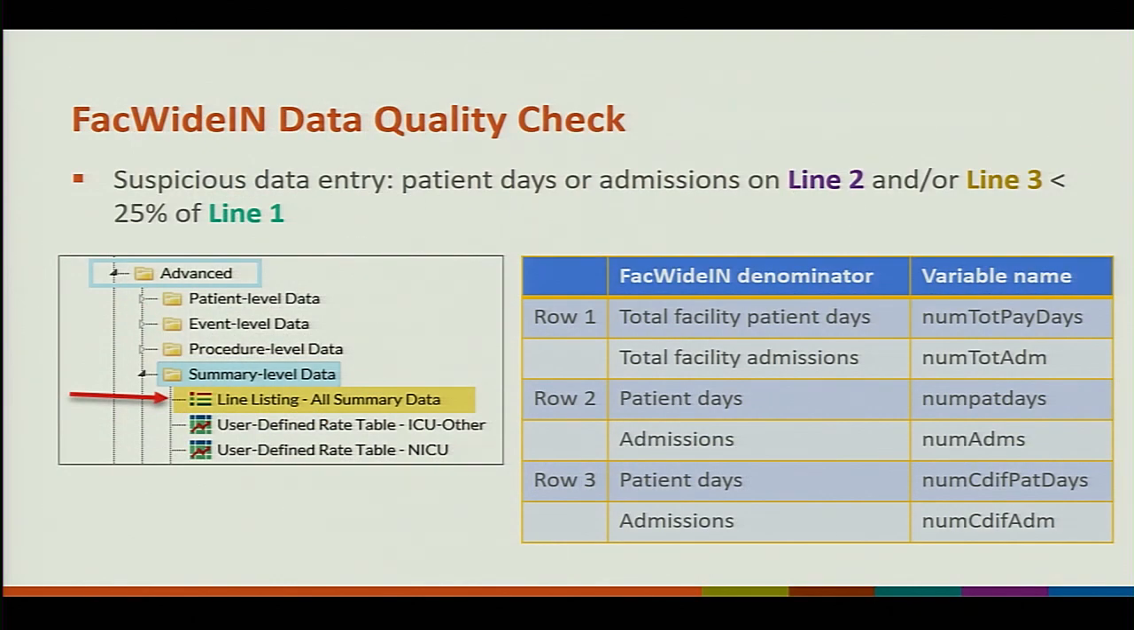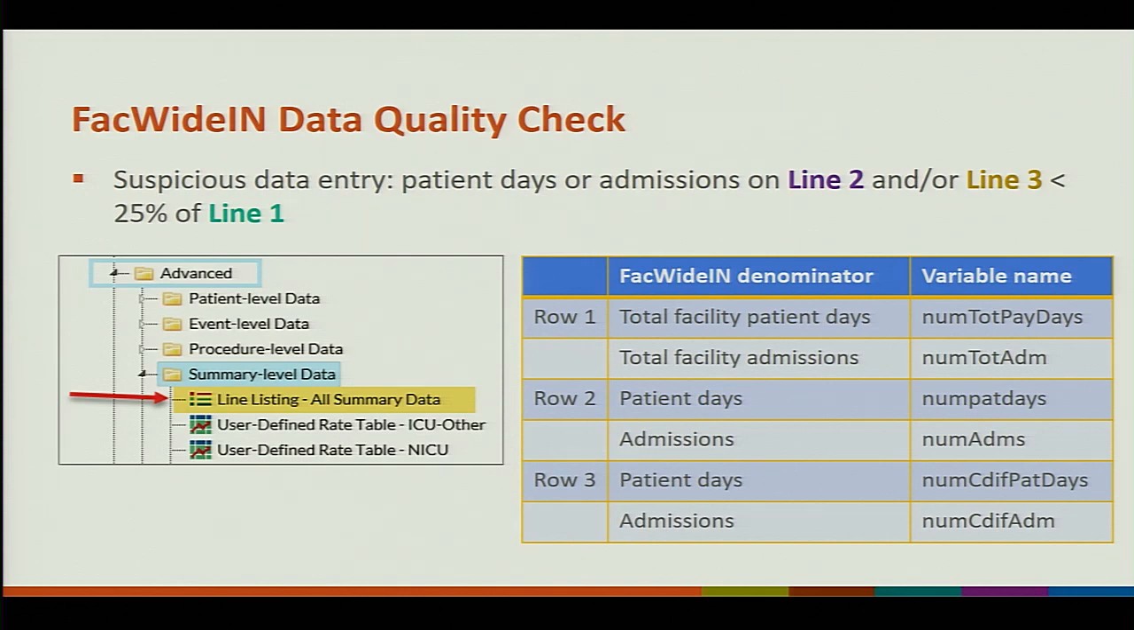For this particular data quality item, we do a data quality check, and we flag anything that looks suspicious. One of our outreach efforts is that we contact facilities that report patient days or admissions on line 2 or 3 that happens to be less than 25% of line 1. We reach out to facilities to clarify and bring that to their attention. A quick way to review your facility-wide inpatient denominator values is to review the summary data line list.